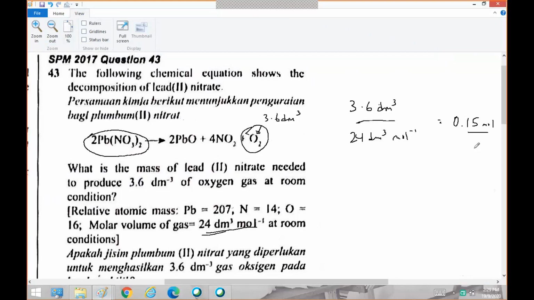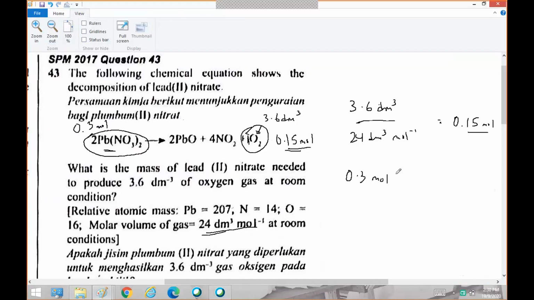Now I know that I have 0.15 mole over here. How many mole of lead nitrate do I need? Quite easy, right? If 2 produces 1, how many produces 1.5? This is 1, this is 2. So the ratio is 2 of these produces 1 of this. Therefore, I would need double of 0.15 mole. That will be 0.3 mole. So I will need in total 0.3 mole of lead(II) nitrate.